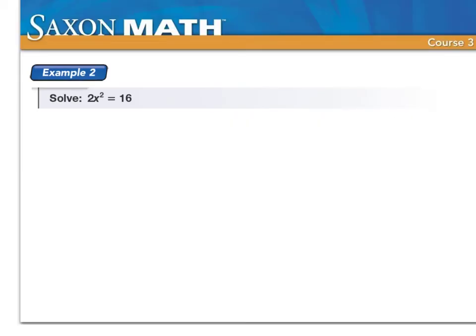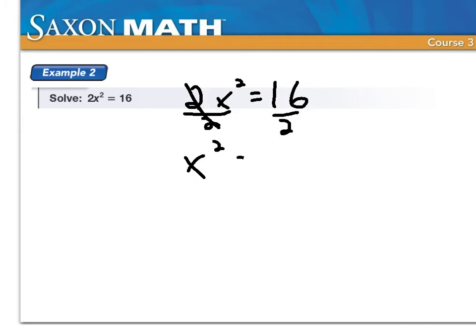Okay, let's go ahead and solve this one now. So we've got 2x squared equals 16. Again, the first step is to get the x part by itself, so I'm going to divide by 2. I get x squared, and 16 divided by 2 is 8. So now I'm going to take the square root of x squared and the square root of 8.